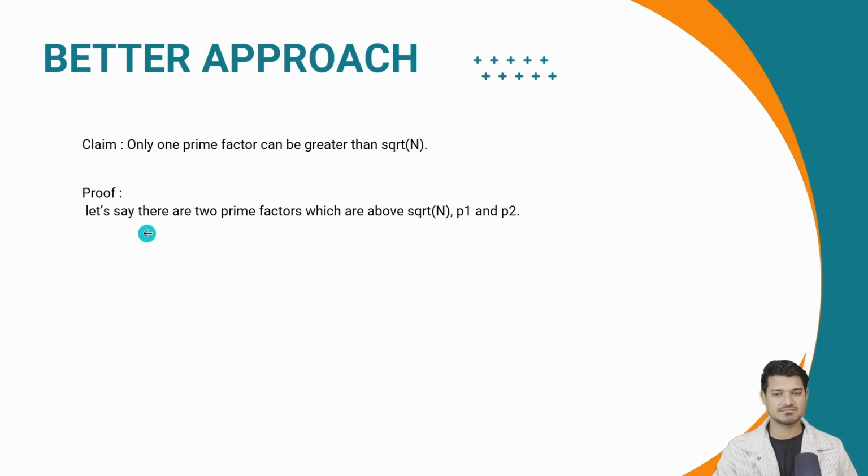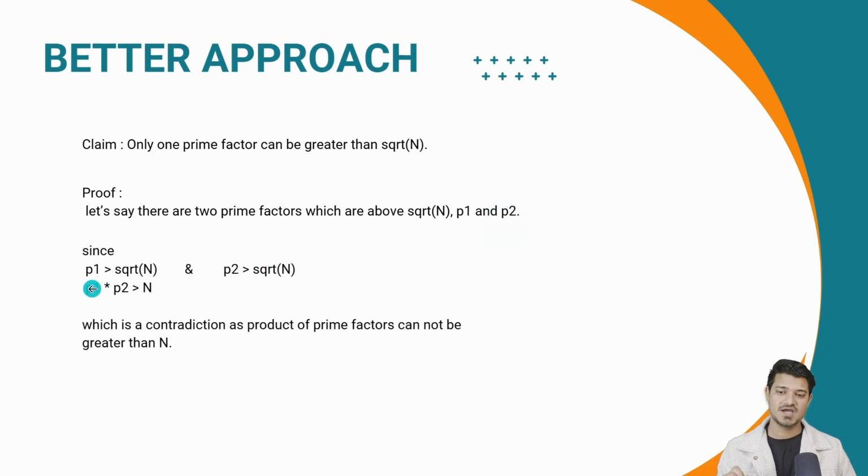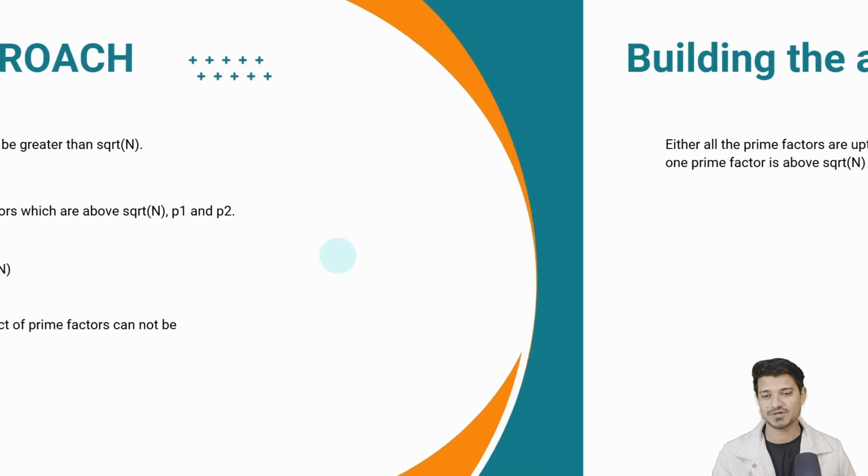Simple, let's prove it by contradiction. Let's say that there are two prime factors which are above square root of n, and they are p1 and p2. If that is the case, p1 is greater than square root of n and p2 is greater than square root of n, so their product will be greater than n, which contradicts the fact that the product of prime factors cannot be greater than n. And hence there is no way there can be two primes in the prime factorization of n which are greater than square root of n. Remember, this is very important.